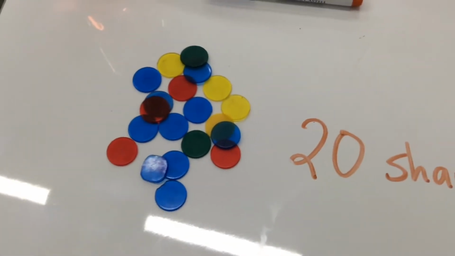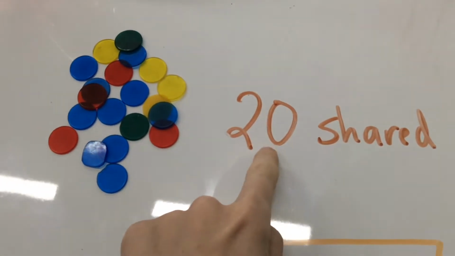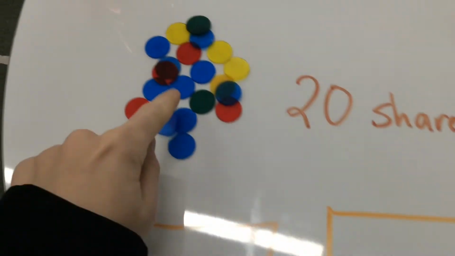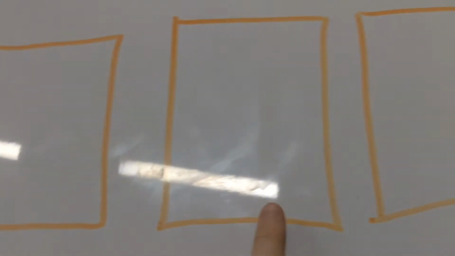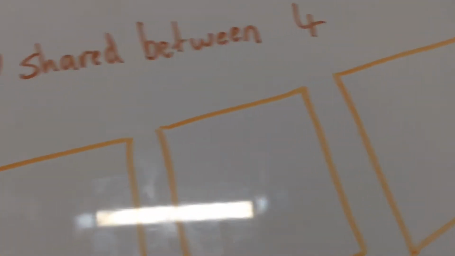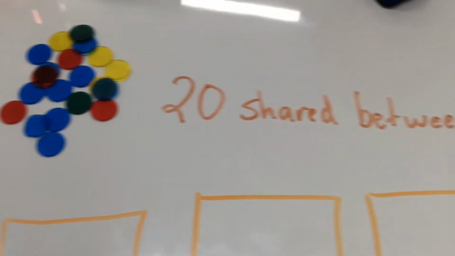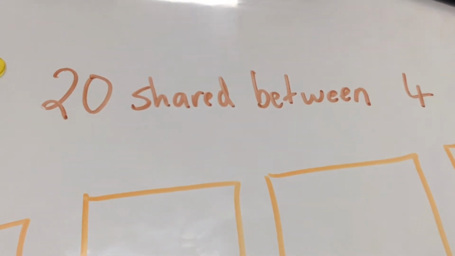Here is my 20. So we know that we are starting with 20, and I'm sharing them between 4. So I'm going to share these 20 counters into 4 groups. So 1, 2, 3, 4. As the video showed us, you can do 1 per group. So you can share 1 counter each per group.